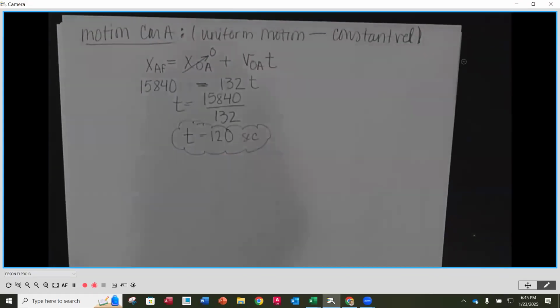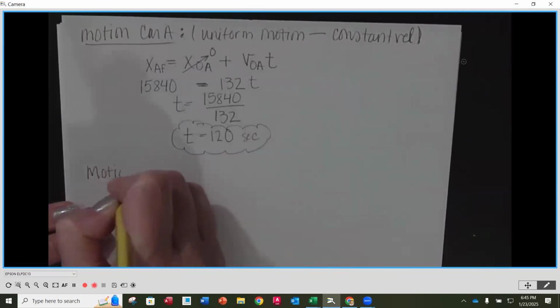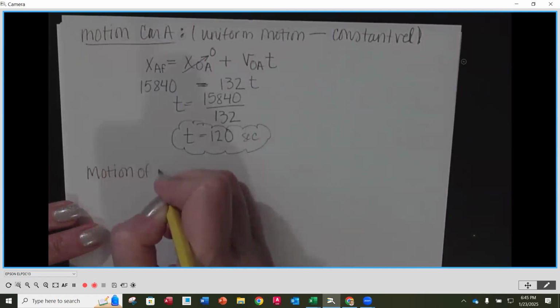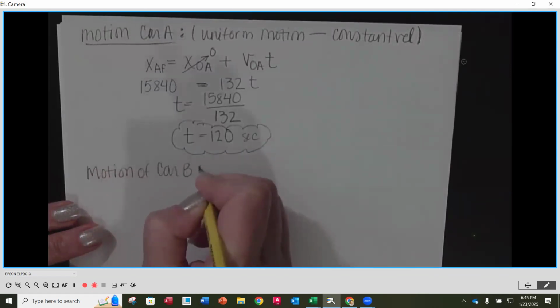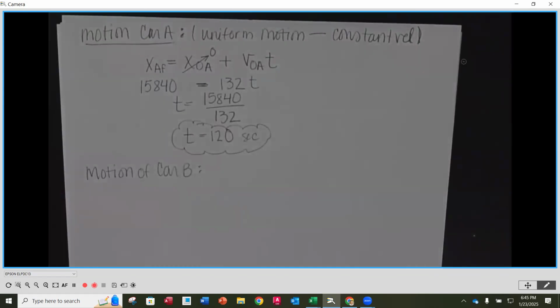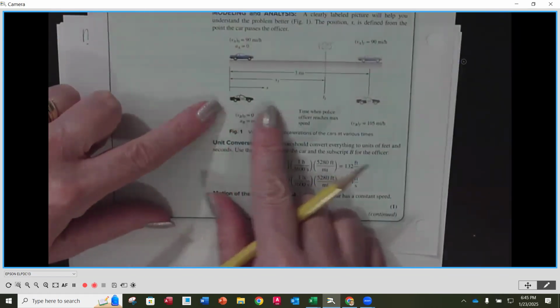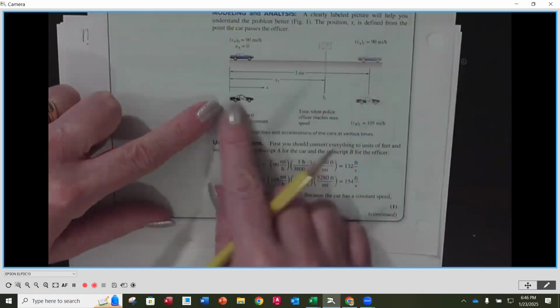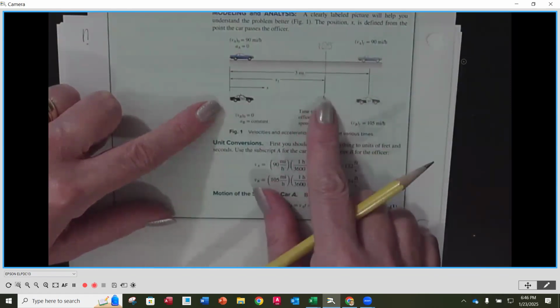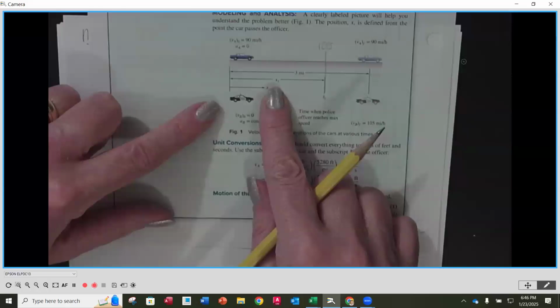So now we are going to look at the motion of car B, or the police car. Okay. And we know that car B has 2 phases. Remember the first chunk, I'm going to bring the illustration back. The first chunk for our police car is going to be where the police car is accelerating to 105 miles per hour. Okay. That's going to be to time 1 corresponding to distance 1, or X1.